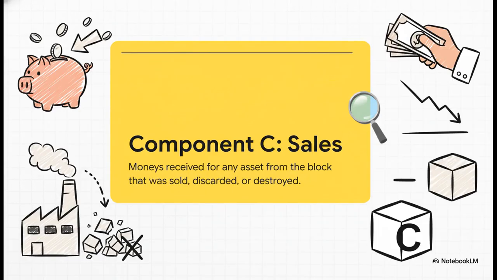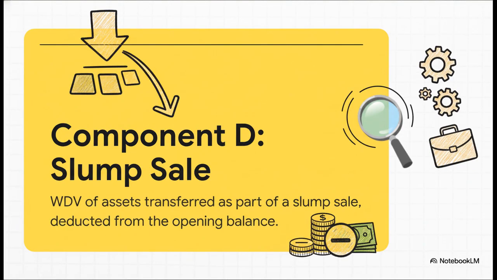And then there's C, which is for subtractions. This is the money you get back when an asset from the block is sold, scrapped, or destroyed. Now, a key rule here is that this deduction can't be more than the value of the block before the sale. This is a neat little mechanism to stop the WDV from going negative just because of asset sales. Component D is a special one. It's for something called a slump sale. This is when you sell a whole business unit in one go, as a single package. In that specific case, the WDV of the assets you sold off gets deducted from your opening balance.